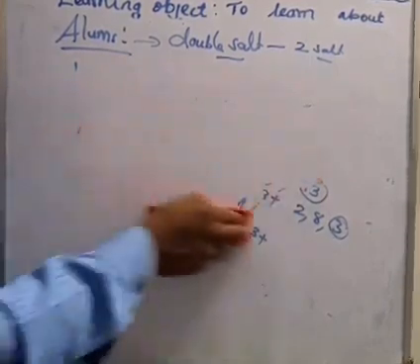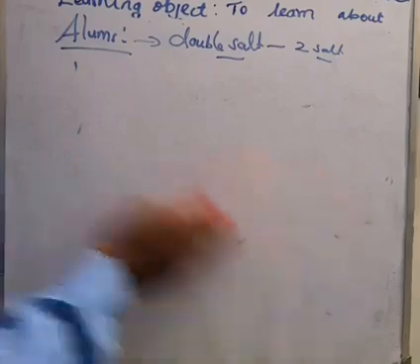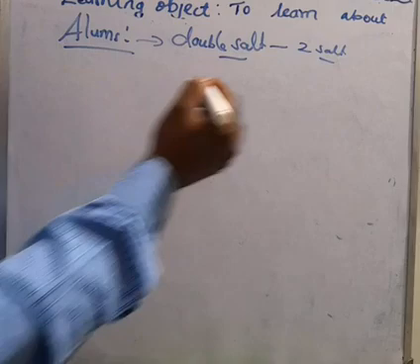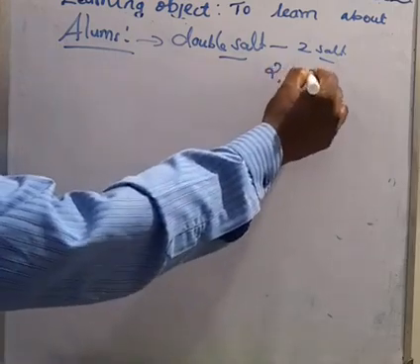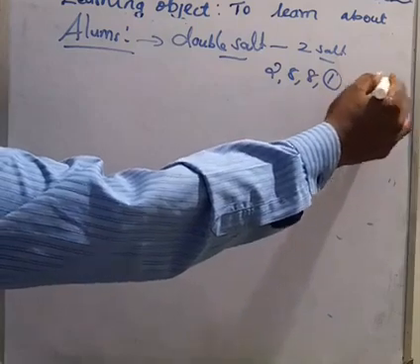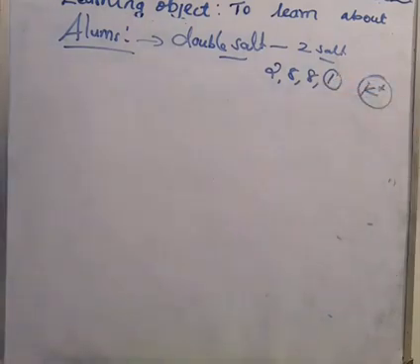Potassium, atomic number is 19. Am I right? First shell we can accommodate 2 electrons, second shell 8 electrons. Am I right? Third shell again 8 electrons, fourth shell 1 electron. So it can lose 1 electron easily. So it is univalent.